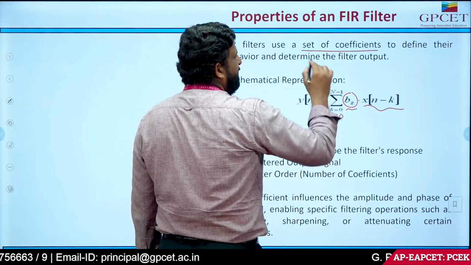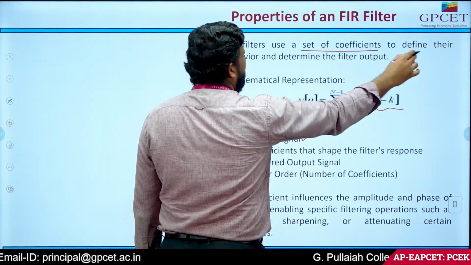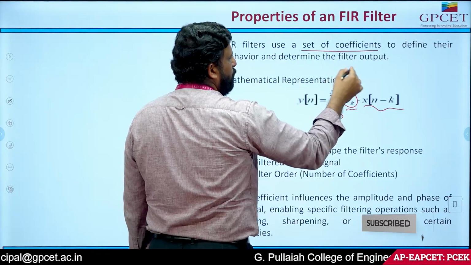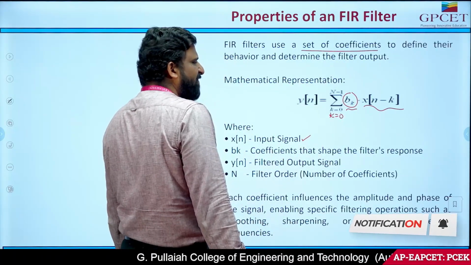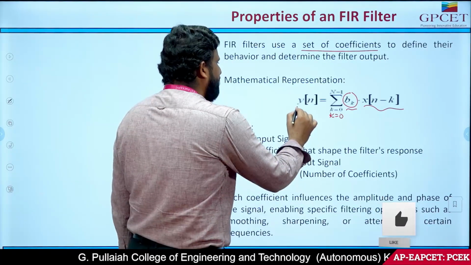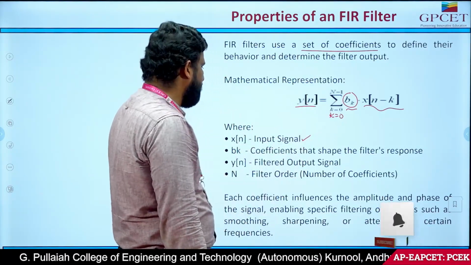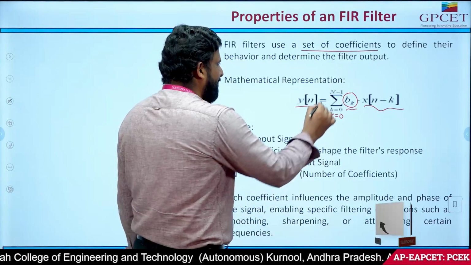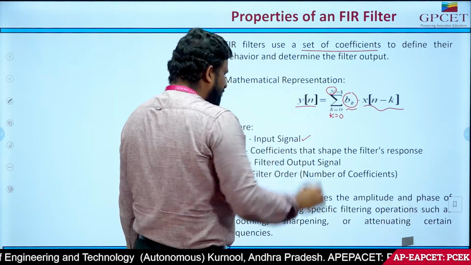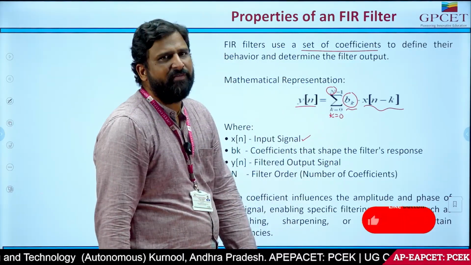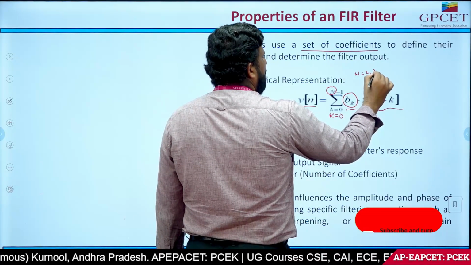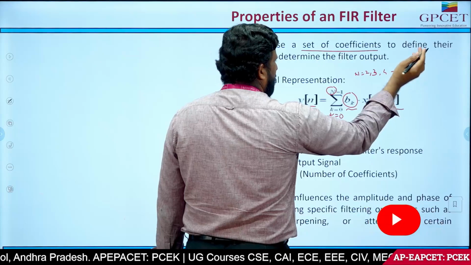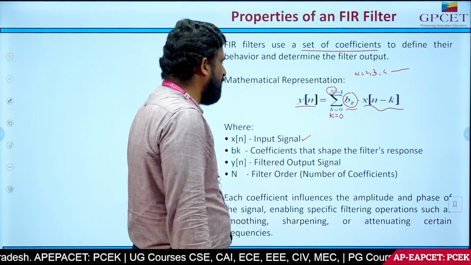Why does it shape the filter? Because the set of coefficients defines the behavior and determines the filter output. So it is the major factor that shapes the filter's response. And what is y of n? It is nothing but the output of that particular filter. And here capital N represents the filter order, that is the number of coefficients, whether N is equal to 1, 2, 3, 4 and so on. So it represents the filter order.